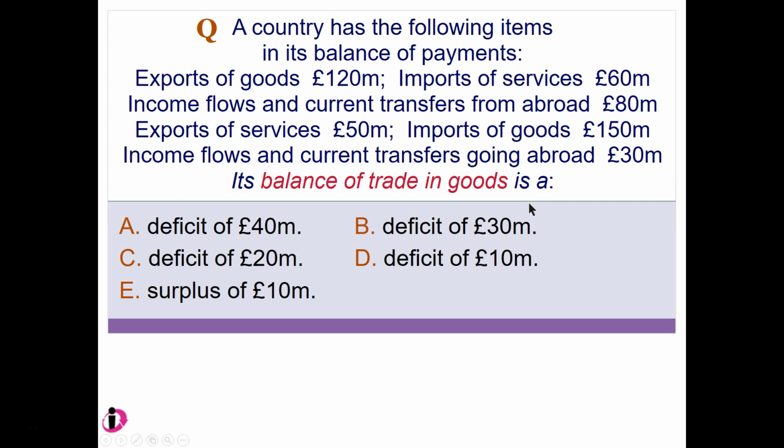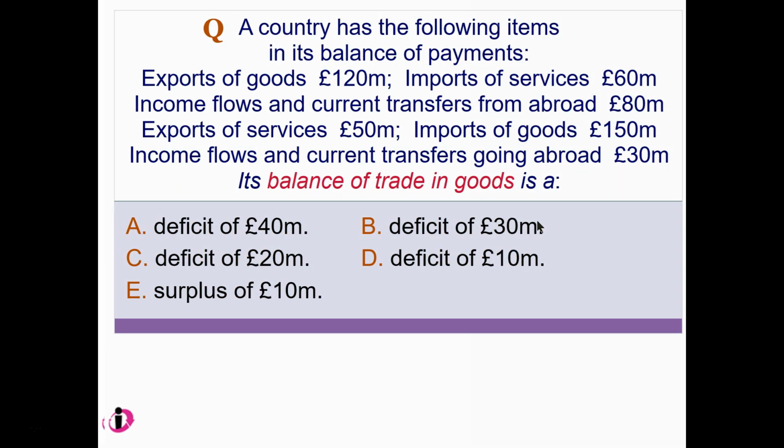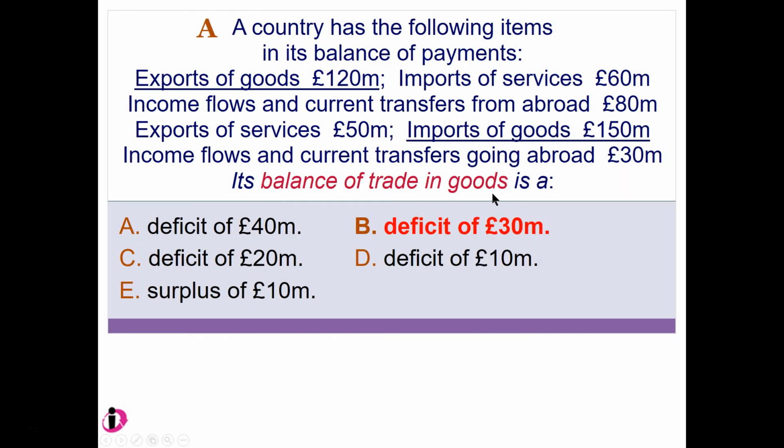Stop the video, write down your answer, continue when you are ready. Ready? Let's have a look. The question asks you about balance of trade in goods, which means that we will only need to select transactions which are related to this trade in goods, which will include exports and imports of goods. Exports of goods is 120 million, imports of goods is 150. In other words, we have sold 120 million worth of goods, but we have purchased an amount which is higher. We have purchased an equivalent of 150 millions.